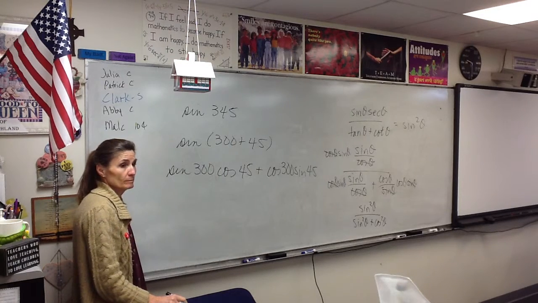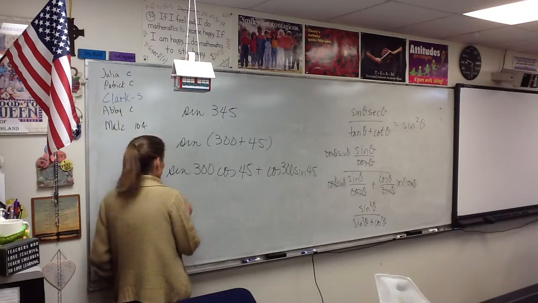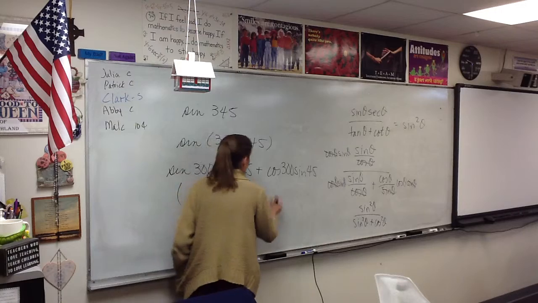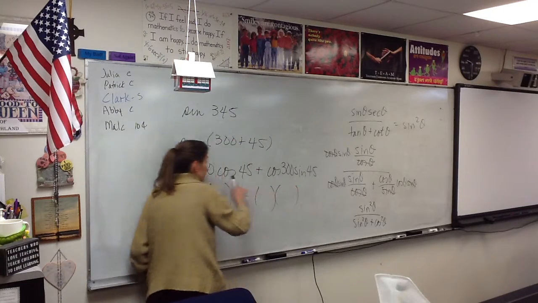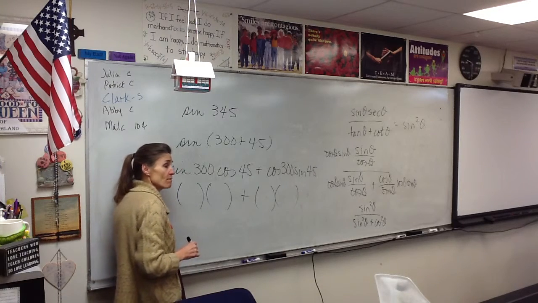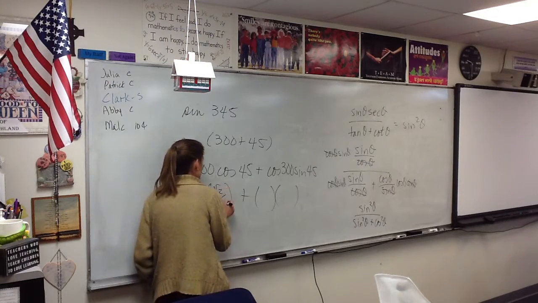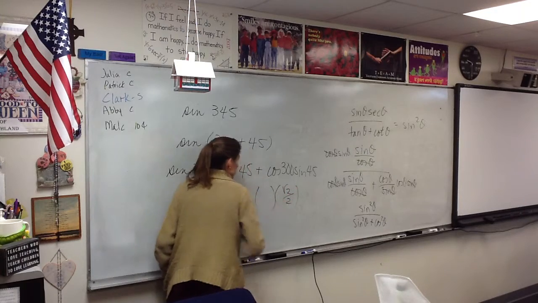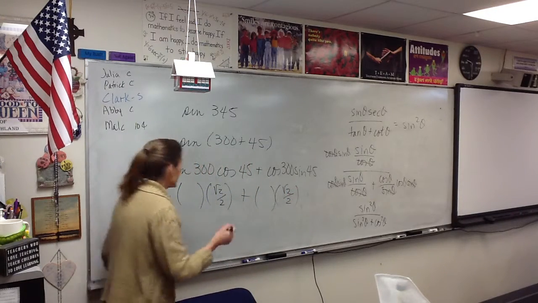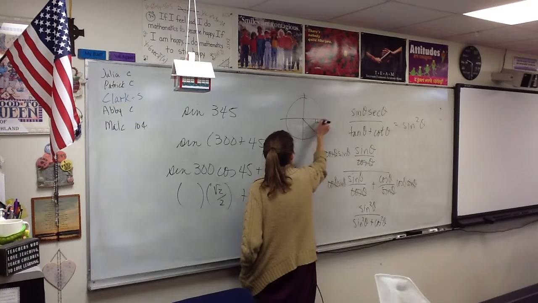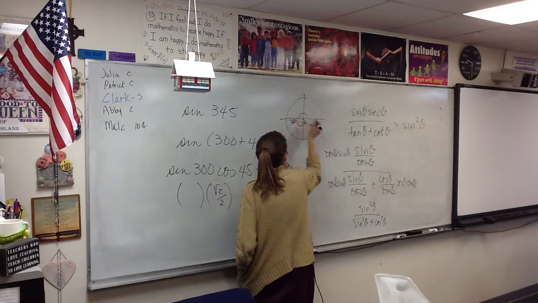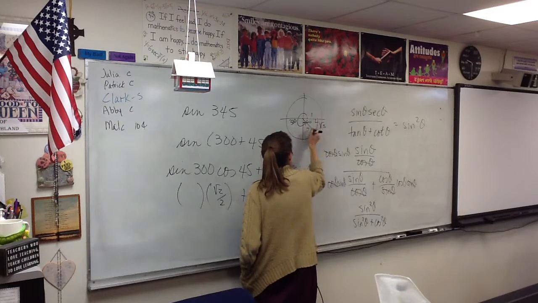Then what? Okay, I'm going to plug in my values, so I have to draw a picture in order to do that. Although maybe the 45s we don't need a picture for. What's the sine and cosine for 45? Root 2 over 2. That's why we like to use 45. 300, I'll draw a picture of. 300 is in quadrant 4. If this is 300, what's my reference angle? 60. Which means this is root 3, 1, and 2.